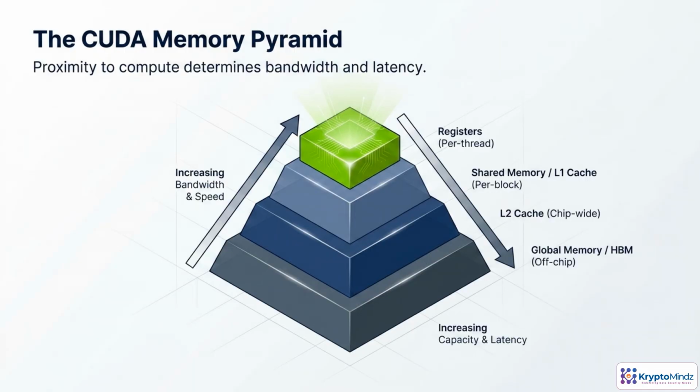CUDA memory is organized like a pyramid because distance from the compute cores changes both speed and size. At the very top, registers are tiny, extremely fast, and private to each thread. Just below that, shared memory and L1 cache are still close to the cores and perfect for reusing data inside a block. L2 cache serves the whole chip as a middle layer. At the base, HBM or global memory is huge but slowest. Efficient kernels minimize slow global accesses and maximize reuse in shared memory and registers.